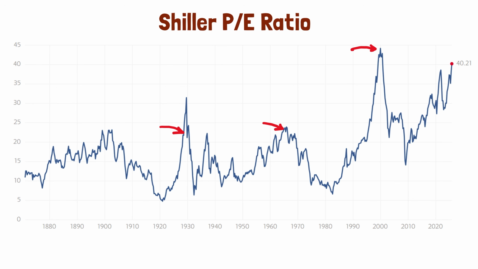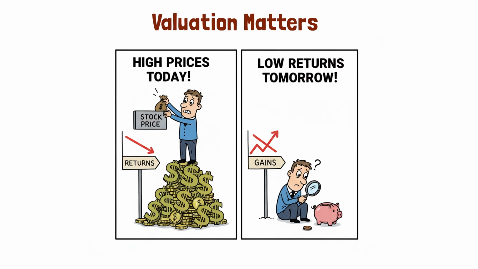Where are we now in 2025? The Shiller P ratio now is approximately 40, the second highest point in history, surpassed only by the 1999 dot-com bubble. It is well above the historical average of 17 and deep in dangerous territory. If history is any guide, investors should expect below average, possibly poor returns over the next decade. The lesson is clear. Valuation matters. High prices today mean lower returns tomorrow.